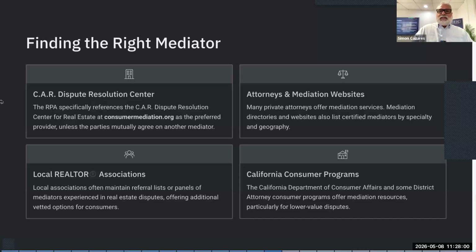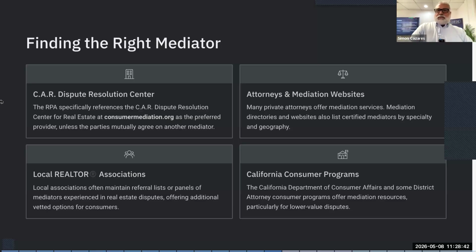Local associations often maintain a referral list, a panel of mediators, as well. So even the South Bay Association, Pacific Association of Realtors, the Inglewood, and a lot of your boards may also have internal mediators that work for them. Attorneys and mediation websites, do some research too. You don't necessarily have to use CAR's mediators, but they're one of the best because all they do is real estate disputes regarding CAR forms. This is why they're selected as the preference, but it's not required. These are some of the options you have.